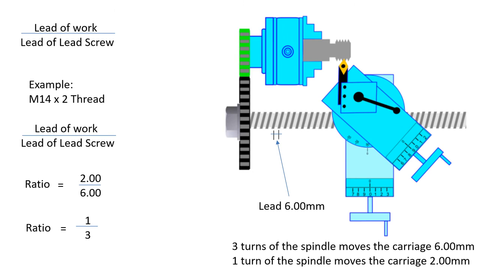Let's look at an example of manually calculating a gear ratio for screw cutting. Our machine has a lead screw with a pitch of 6 millimeters. So the lead is 6 millimeters. Our desired lead or pitch is 2 millimeters because the thread we're machining is an M14x2. So 2 to 6 equals 1 to 3. So it'll take 3 rotations of the spindle for the lead screw to rotate once and travel 6 millimeters. That means after 1 rotation of the spindle, the carriage will move along 2 millimeters, and that's our desired pitch.